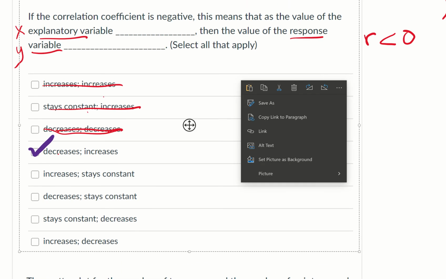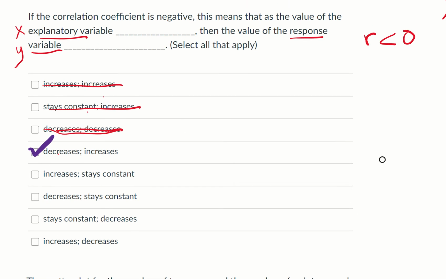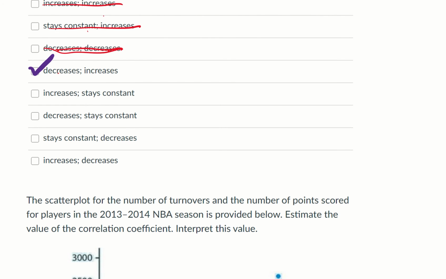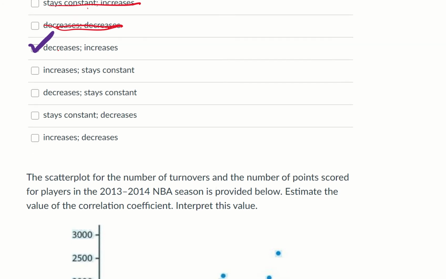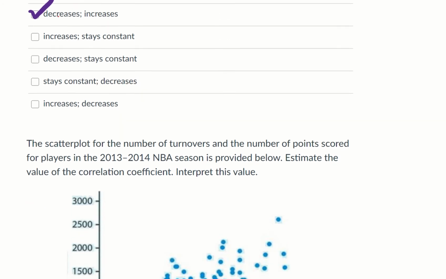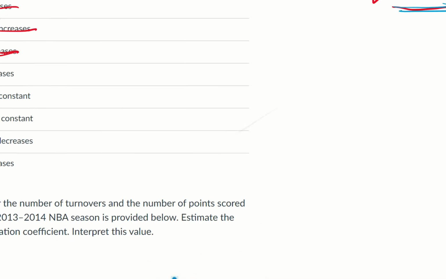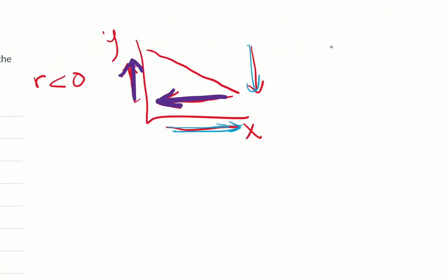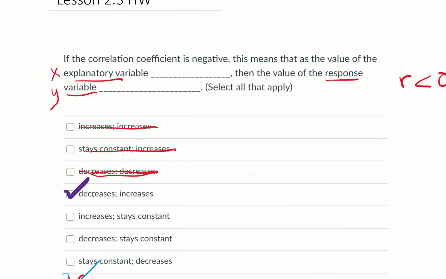As the x increases, the y stays constant. That's not true. As the x decreases, the y stays constant. No. As the x stays constant, y decreases. No. As the x increases, the y decreases. That is true.